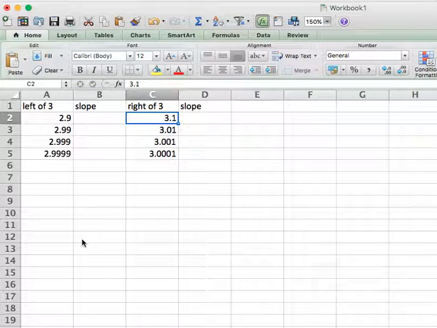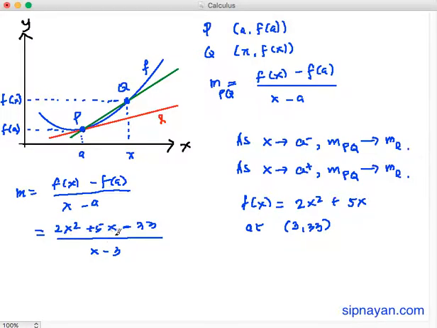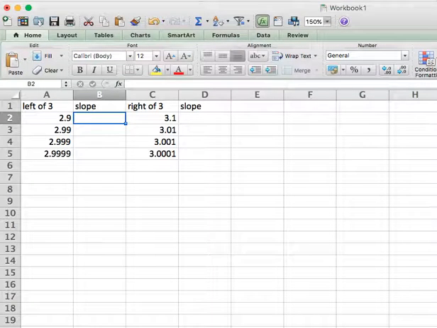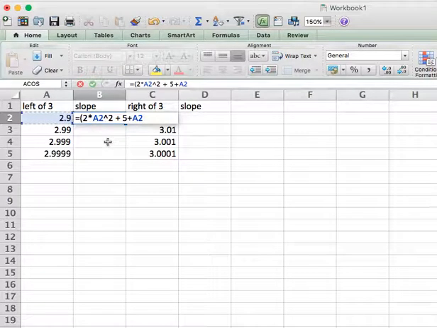Okay. So, paano nga ulit yung slope? Substitute lang natin yung formula natin, di ba? Nandito. Ito. 2x squared plus 5x minus 33 over x minus 3. Medyo complicated ito, no? So, equals 2 times x squared plus 5 times x minus 33. Oh, sorry.